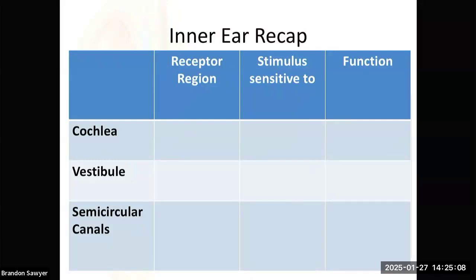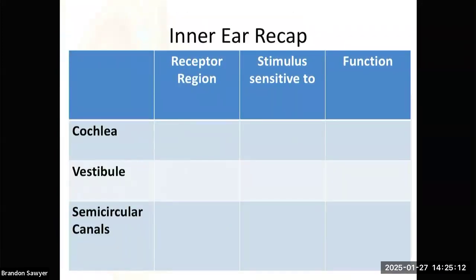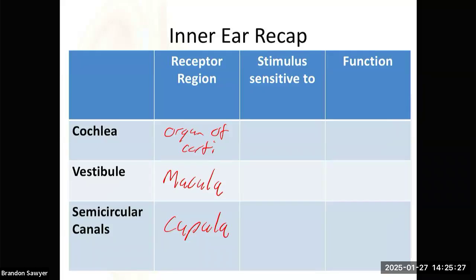All right, since we're just about out of time here, we can go ahead and wrap this up. So the receptor region of the cochlea is called the organ of Corti. In the vestibule, we have the macula. In the semicircular canals, it's the cupula. Okay, the stimulus we're sensitive to, obviously sound here.